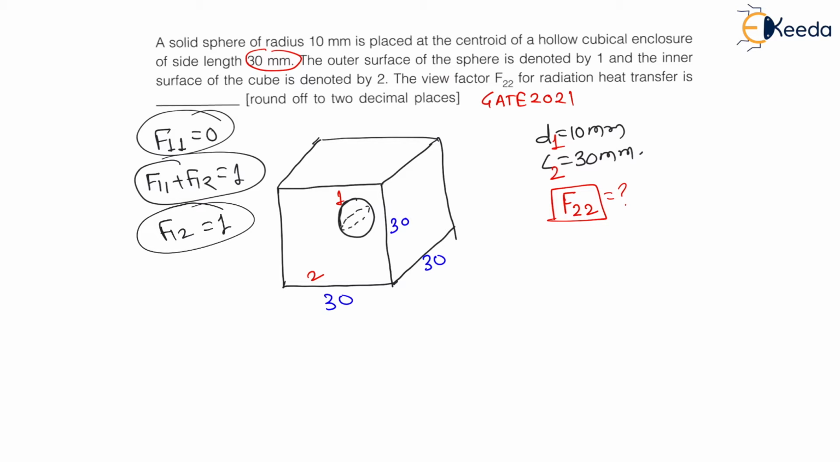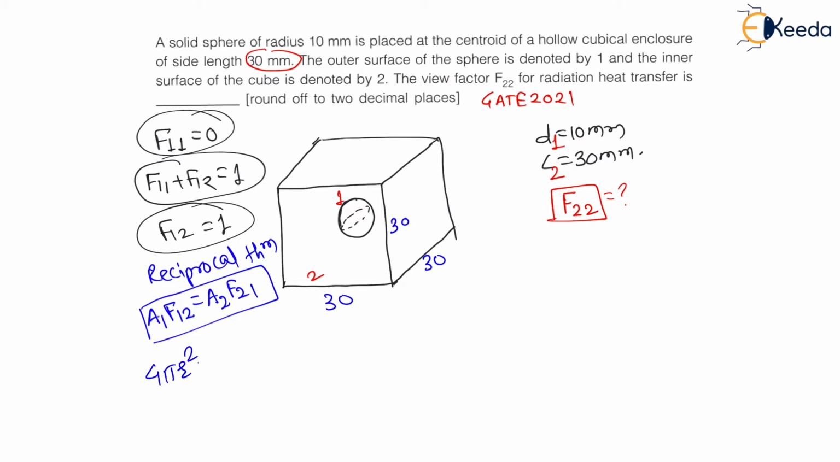Now, my dear students, again we have one reciprocal theorem. So, let us understand this reciprocal theorem. As per this reciprocal theorem, we can say, area 1, that is the area of the sphere, into shape factor of 1 with respect to 2, is equal to area 2 into shape factor of 2 with respect to 1. This is called the reciprocal theorem. Now, the surface area of this sphere is subjected to radiation heat transfer with this cube. Therefore, the area of the sphere A1 is 4 pi r square, which is also pi d square.